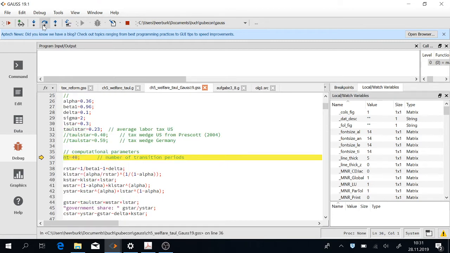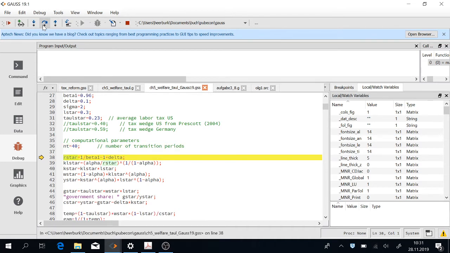In later runs, you can also try the tax wedge for the US that has been estimated by Prescott, tau L star equal to 0.40, or the tax wedge for Germany, which is 59%. We specify the number of transition periods NT equal to 40. So if this is not enough, well, we will see in the result that it is. You have to increase NT.